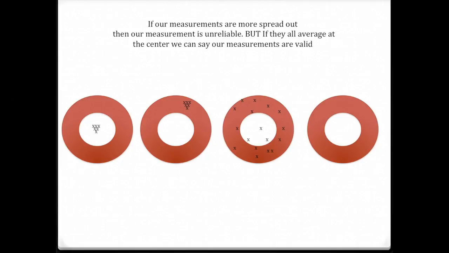What can occur is that our measurements are much more spread out. Then that means that our measurement is not as reliable as we'd like it to be and could be considered to be unreliable. But if you average all of those things out and they turn out to be at the center, then we can say that our measurements are still valid, they're just unreliable. Any given measurement is not necessarily going to give you a true reflection of the student's ability, but together they may well do.